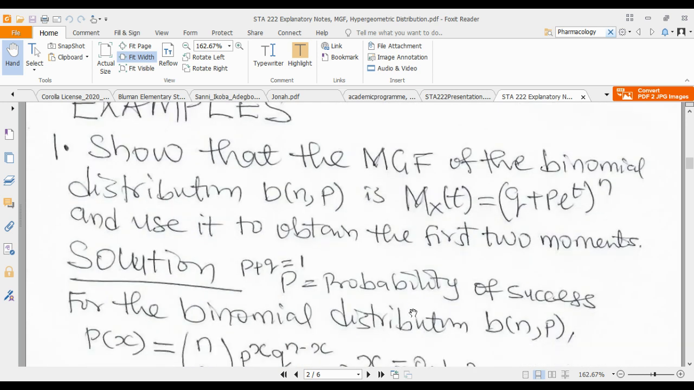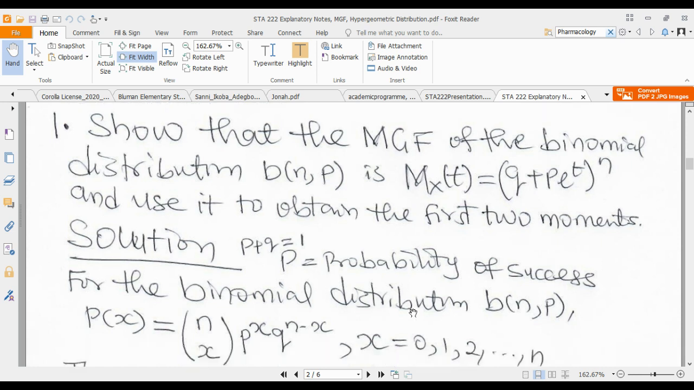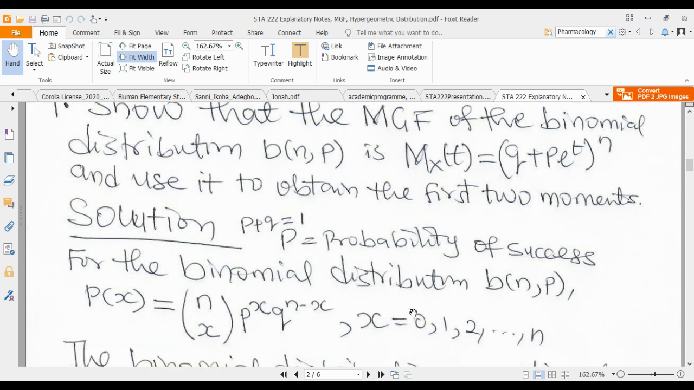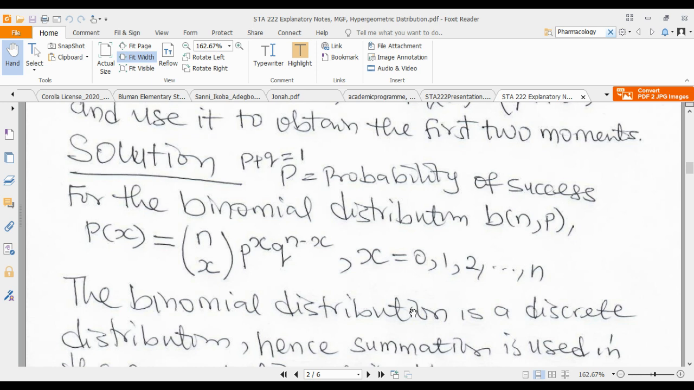Example 1. To show that the MGF of the binomial distribution is equal to (q plus pe^t) to the power n, and to use it to obtain the first two moments. Note that from the principle of the binomial distribution, p plus q is always equal to 1. P is the probability of success, q is the probability of failure, and their sum is always equal to 1.